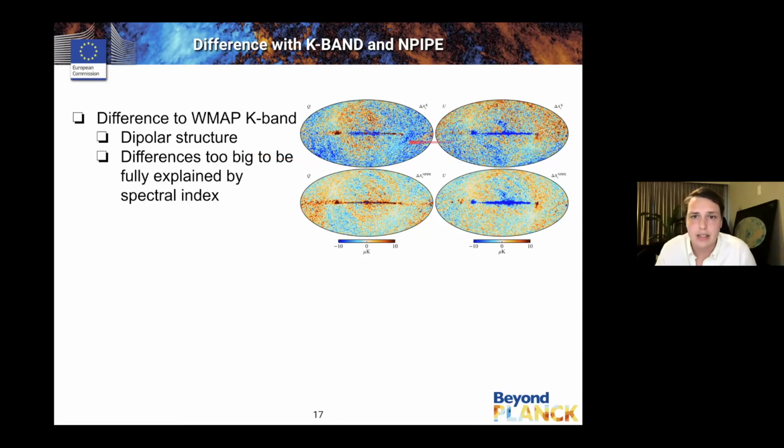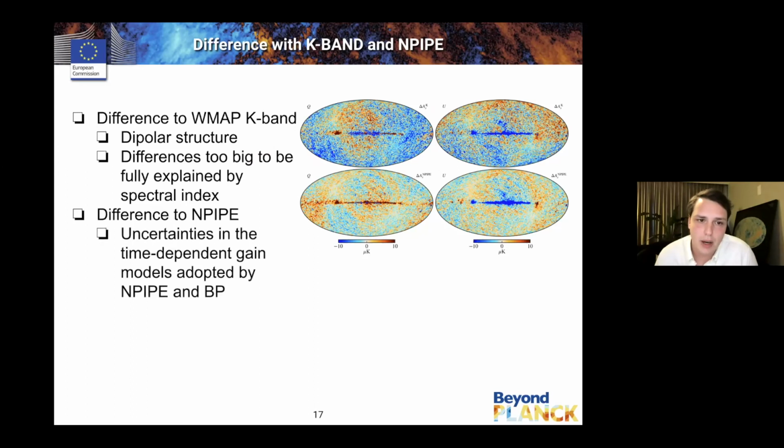So this is definitely something that has to do with another part of the analysis. Differences in regards to N-type. We see overall the structure is there. It's quite similar.